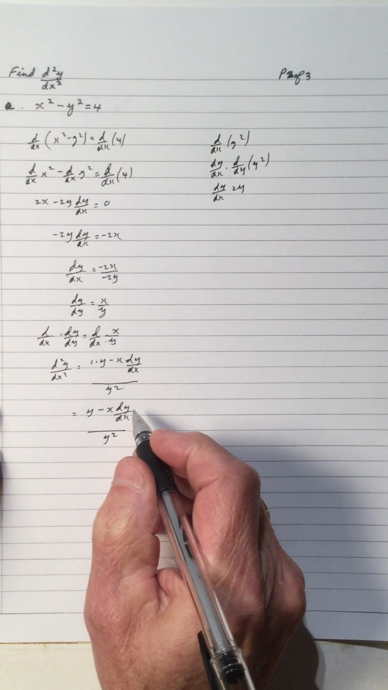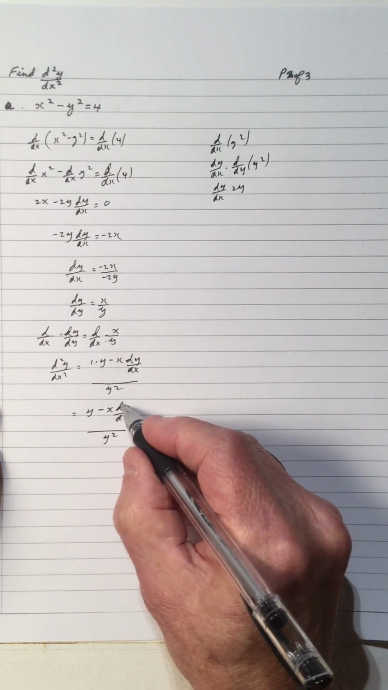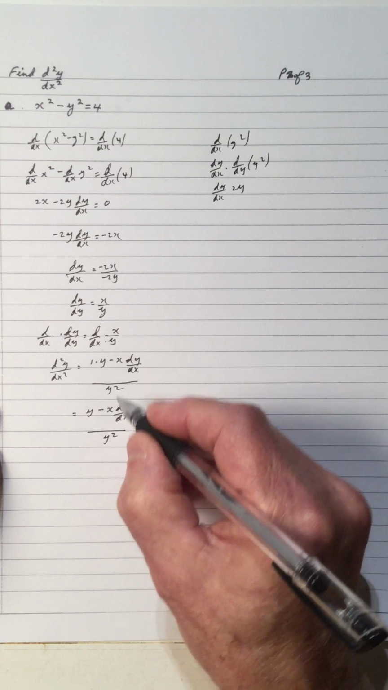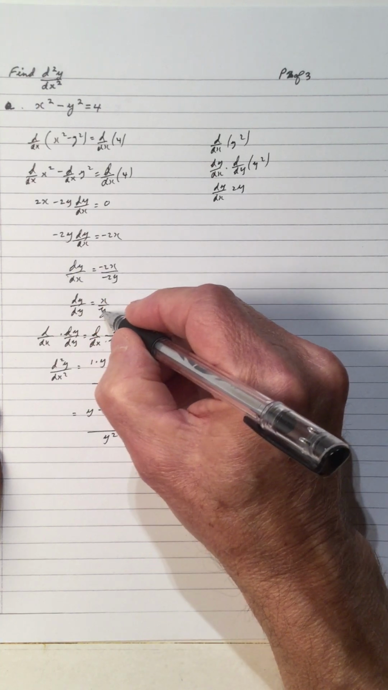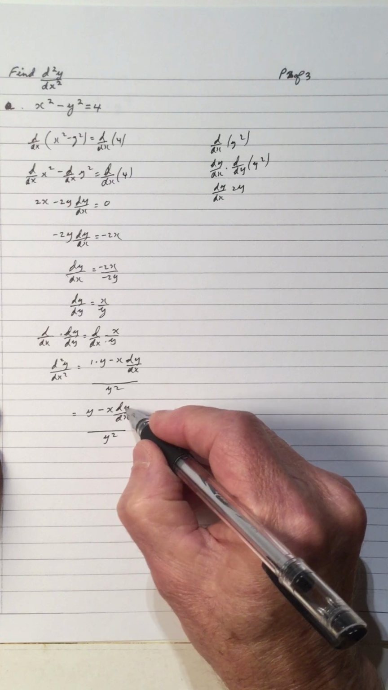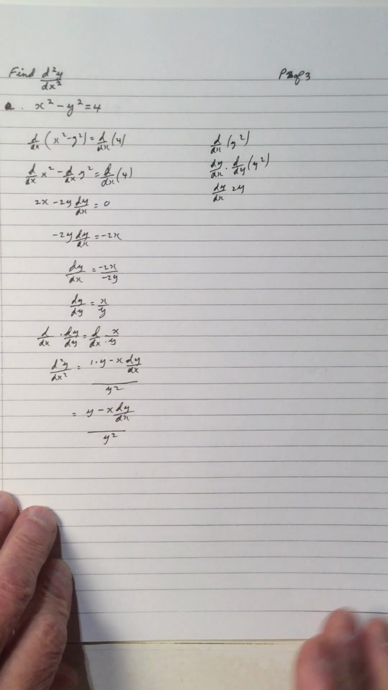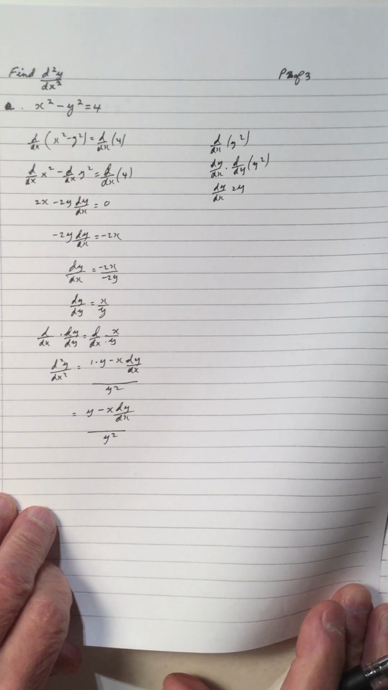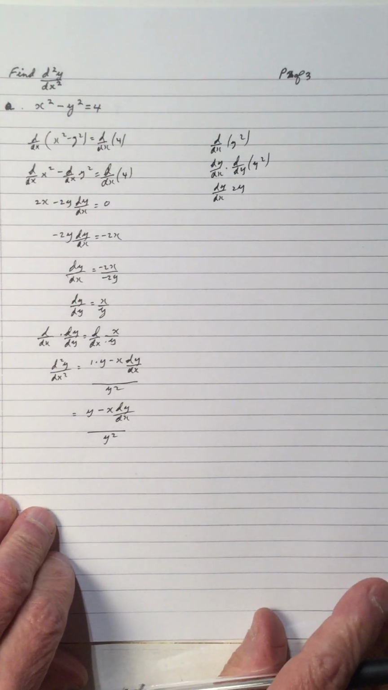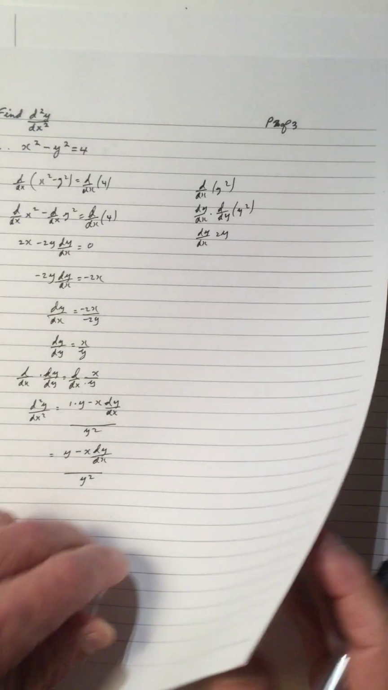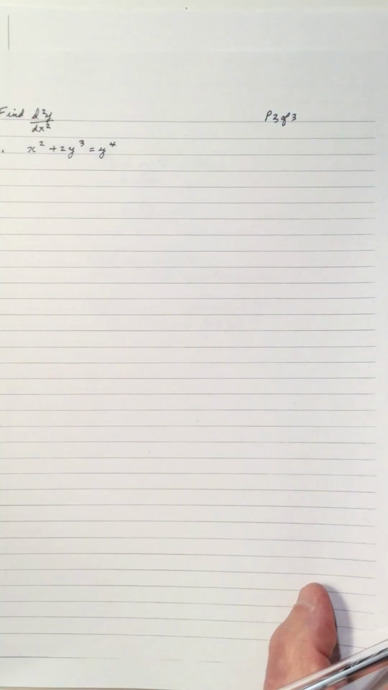In the next couple of videos coming up, I'll show you that because dy dx is equal to x over y, we'll change this to x over y and simplify it with x's and y's, but not right now, just doing a double derivative. Okay, and another problem to do.